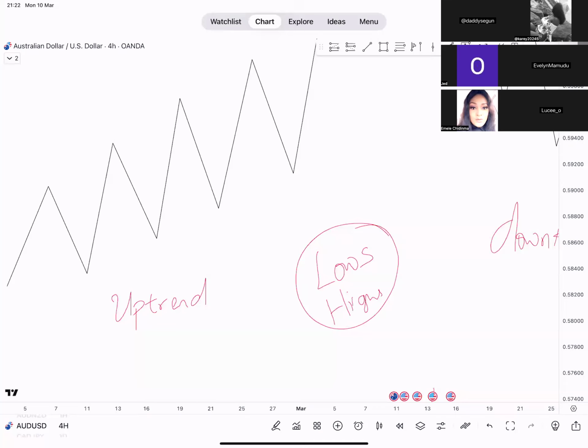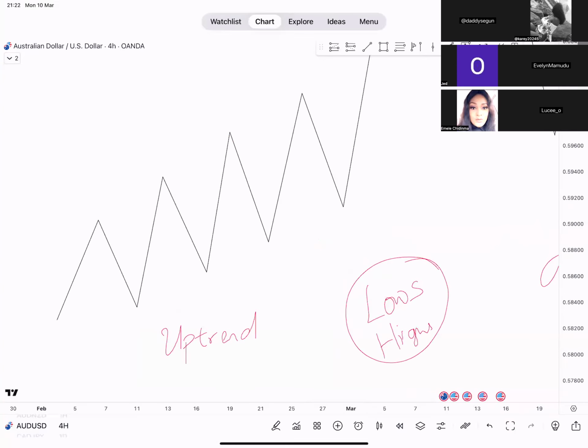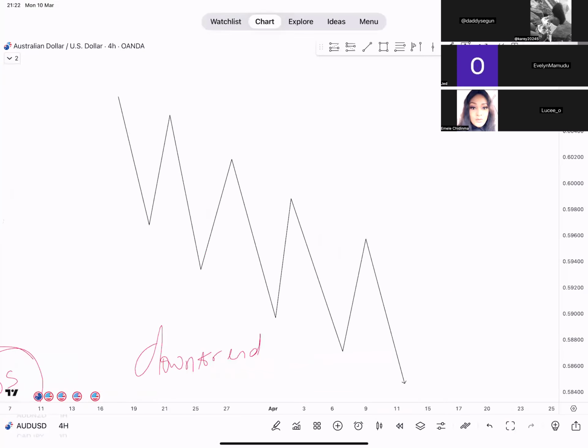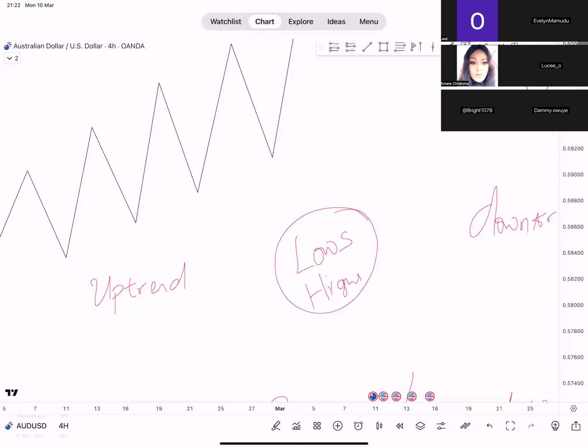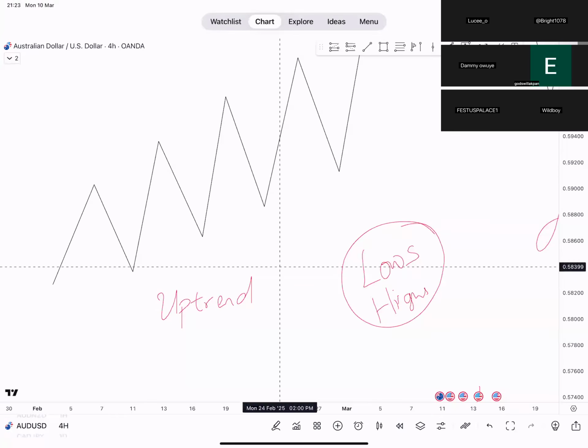Let me take that again. I said that these three types of market structure, which I made a schematic diagram of, have one thing in common: they are always made up of highs and lows, right? But the type of highs and lows they are made up of is what will determine whether we are in an uptrend, a downtrend, or a ranging or consolidation market structure, right? So for the uptrend, what type of highs and lows do we have?